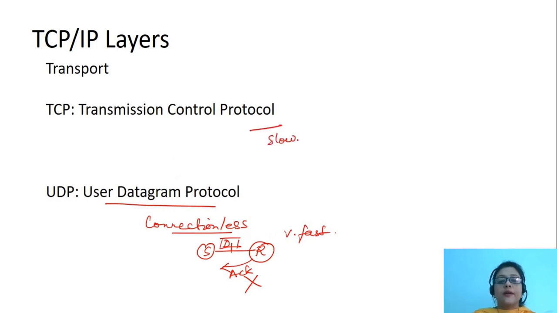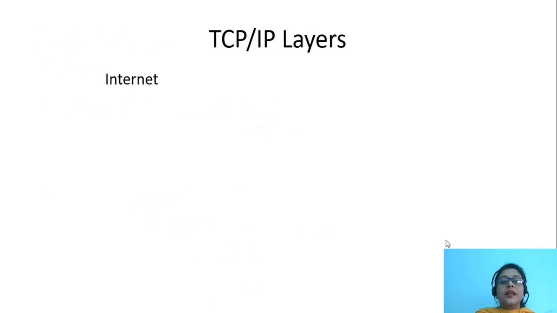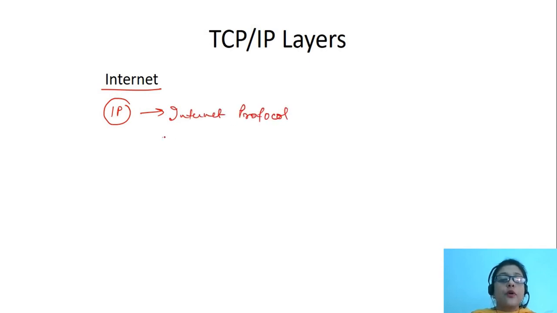TCP is slower than UDP. Next, let us see what the different protocols used for the internet layer are. The internet layer is mainly responsible for transmitting packets between multiple networks. The first protocol that we use is the Internet Protocol. This protocol is used for packetizing. Packetizing means the total data is divided into several packets, and these packets are sent over the network.